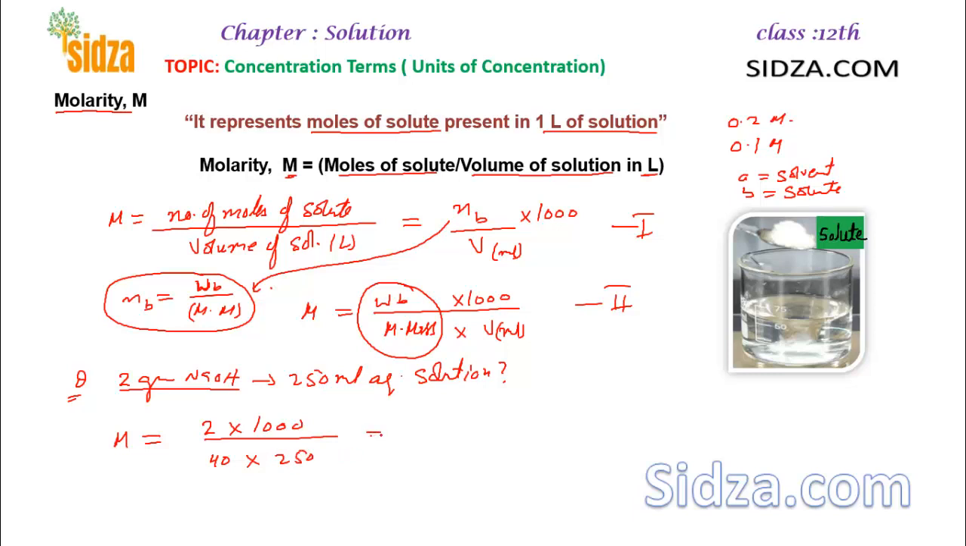When I solve it, 2 times 1000 over 40 times 250 simplifies, and it will be 0.2. That means we have a 0.2 molar solution.